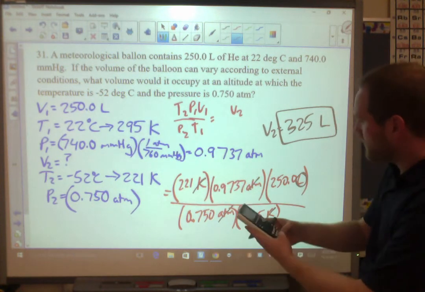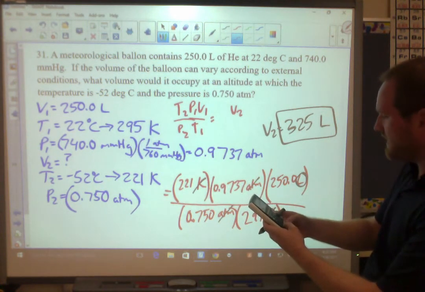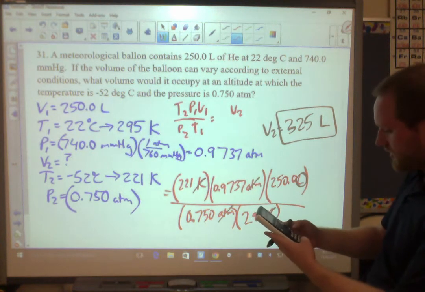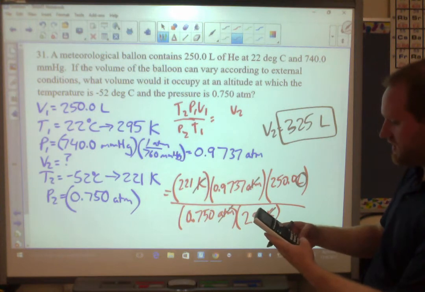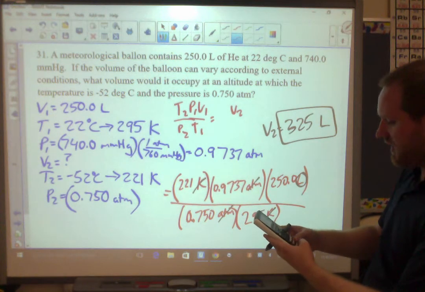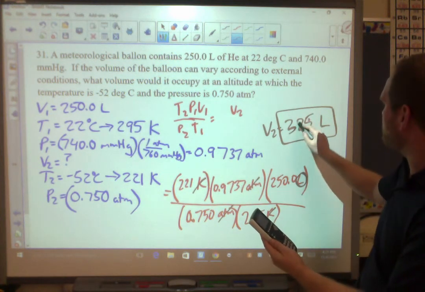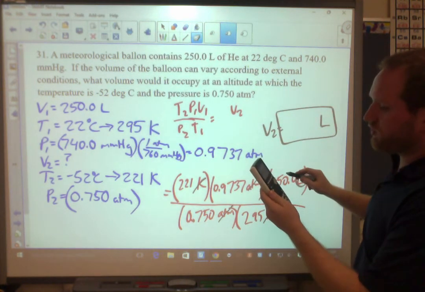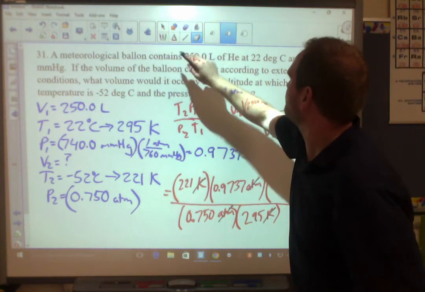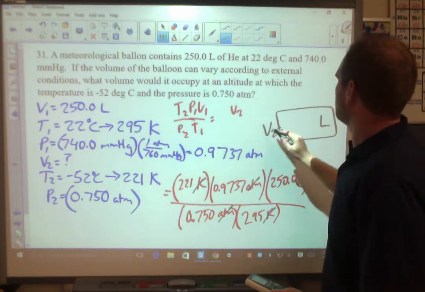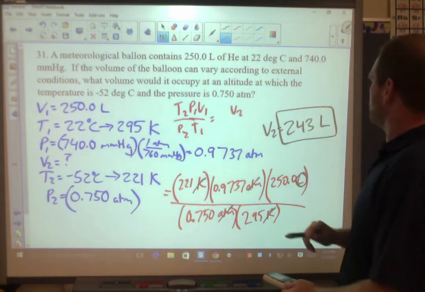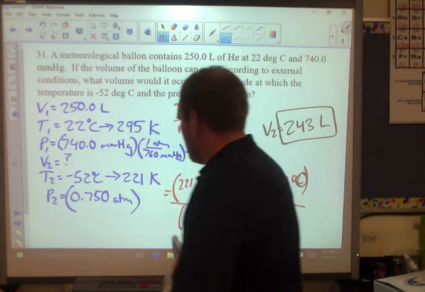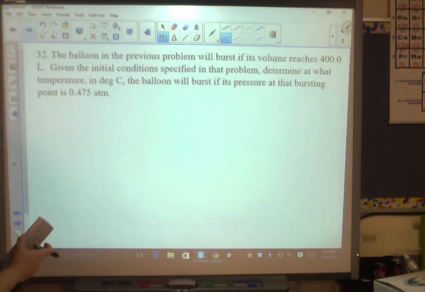Let's do this again. 221 times 0.9737 times 250 divided by 0.750 divided by 295, with 3 sig figs, 243 liters. That's correct according to my answer. Good. All right. Number 32.